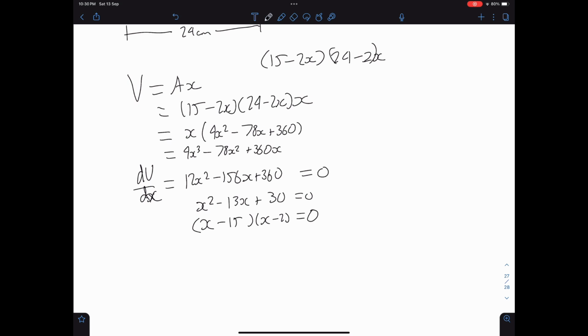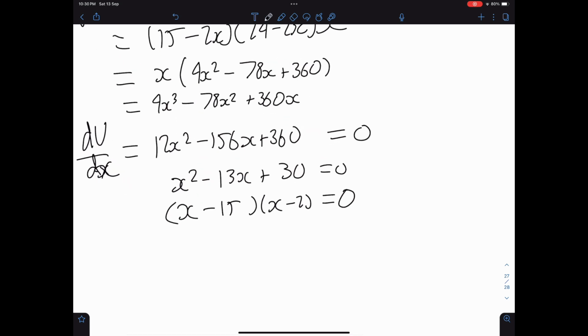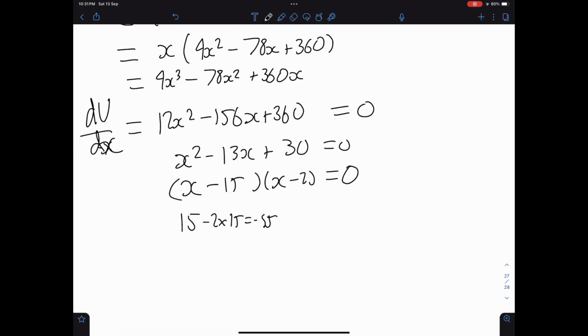And x cannot be 15, because 15 minus 2 times 15 equals negative 15, and that is impossible because we're dealing with areas. And by the way, when you're doing practical problems with shapes and measurements, you can't have negative. So I'd say reject 15, and x equals 2.